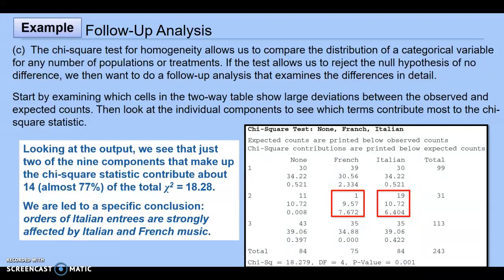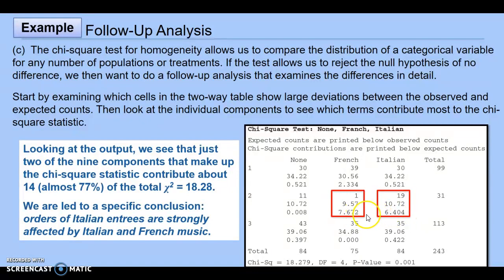So if you refer to part A up there under entrees ordered, it says French, Italian, other. So number 1 is French, number 2 is Italian, and then number 3 is other when we're talking about entrees. None, French, and Italian is your music style. And then right here is the data that we're looking at. So looking at the chi-square test statistic right here is 7.672, and then this one is 6.404.